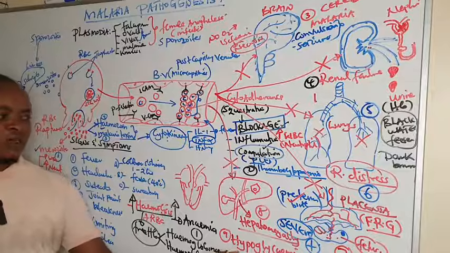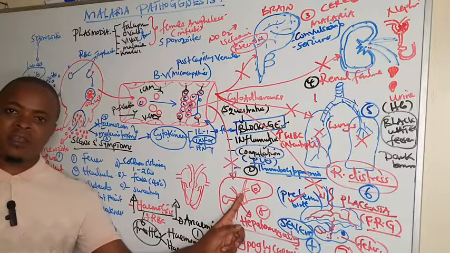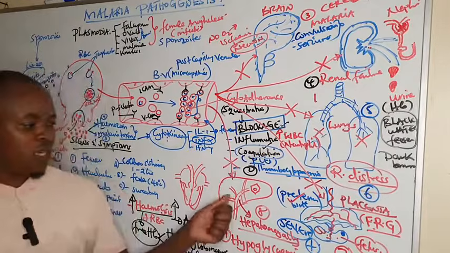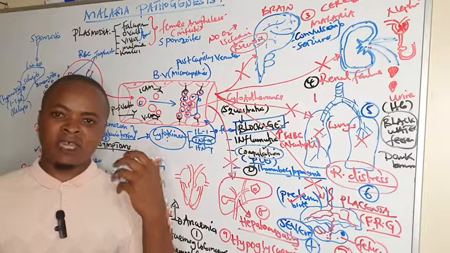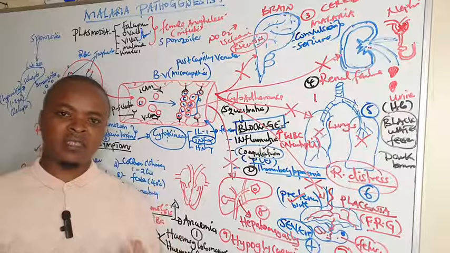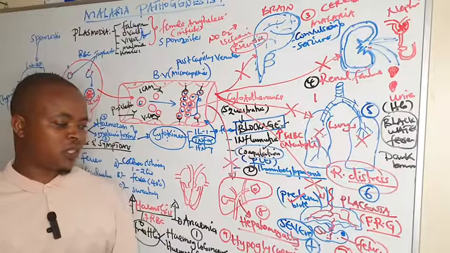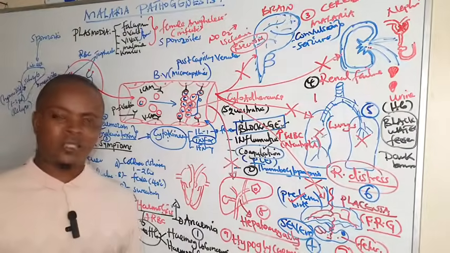This hypoglycemia can be caused by liver failure, because we know carbohydrate metabolism majorly occurs in the liver. That is glycogenolysis, glycolysis occur in the liver. So if there is a problem with the liver hepatocytes, we can see hypoglycemia.